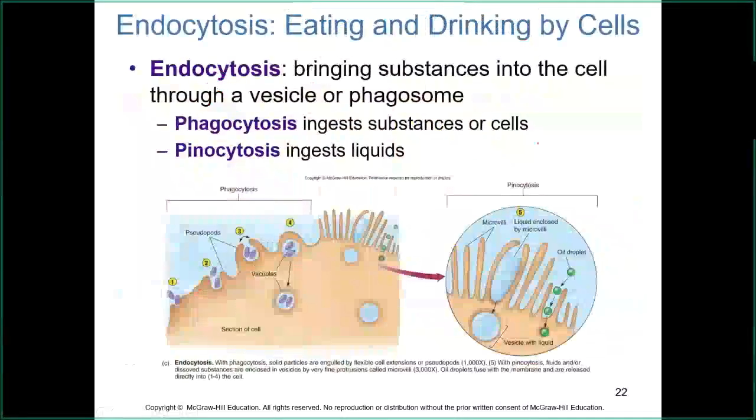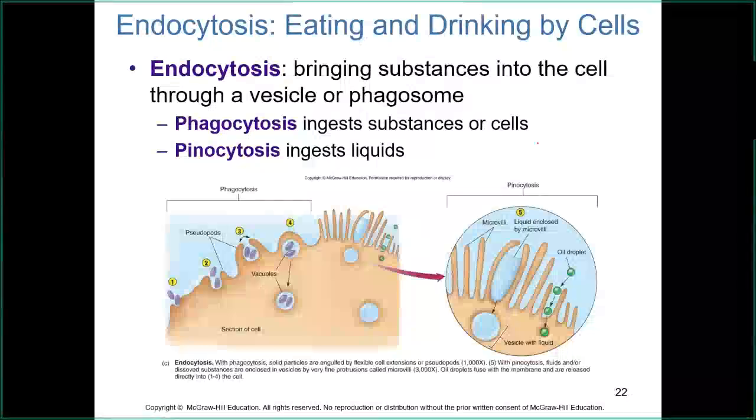Then endocytosis and related exocytosis. Endocytosis is the bringing in of bubbles of membrane containing multiple items, so not just one particle at a time, but multiple items.